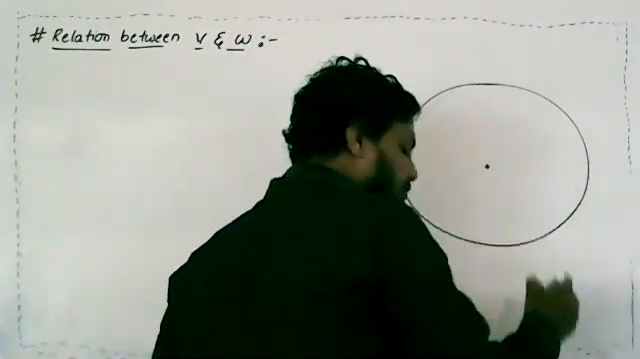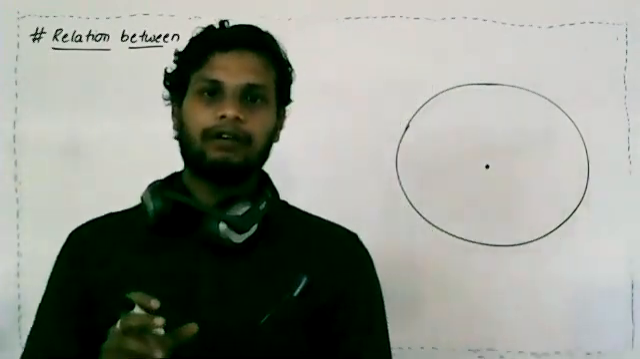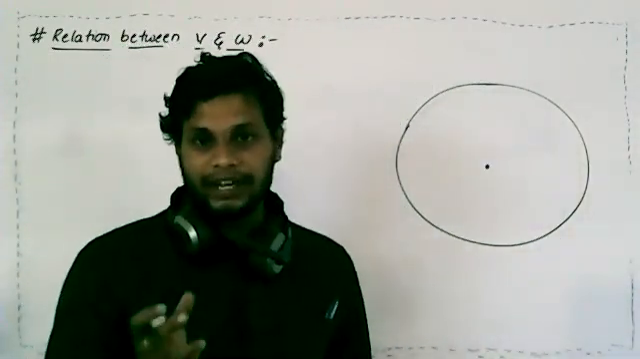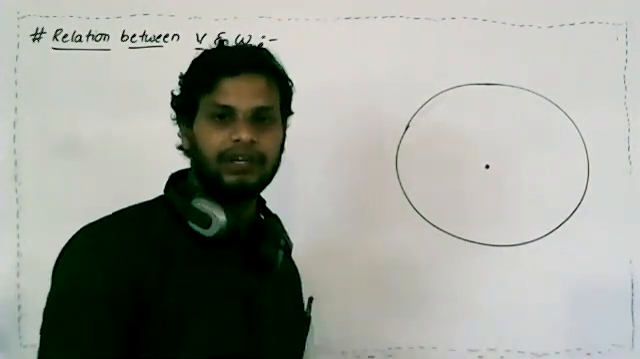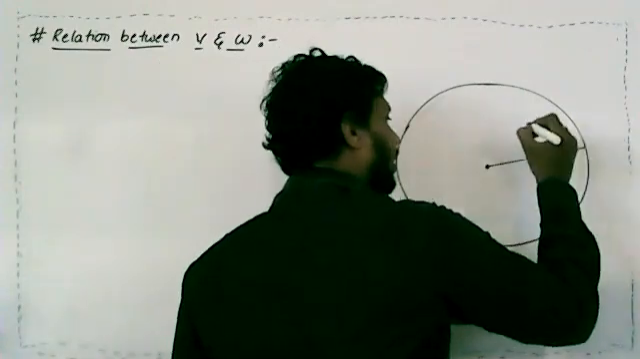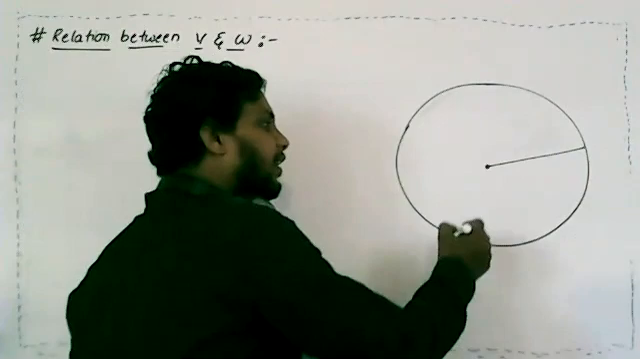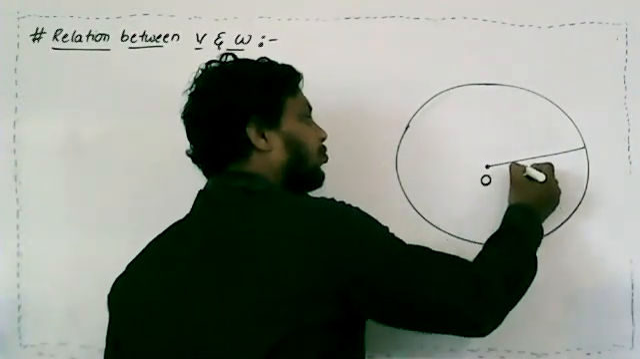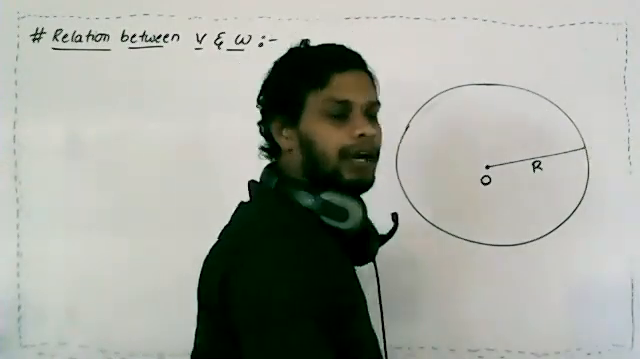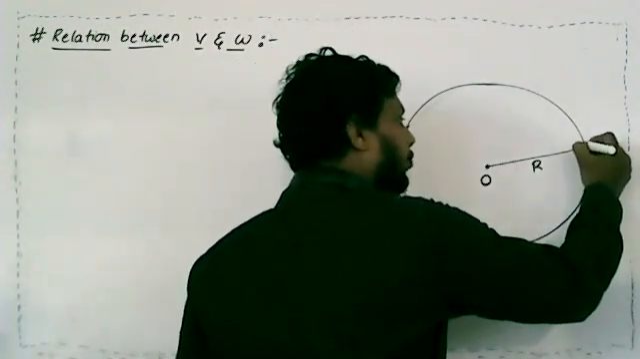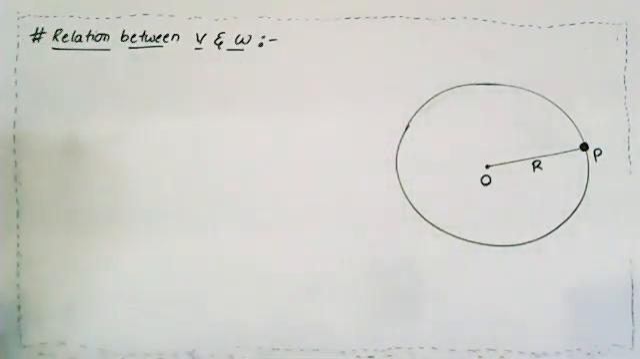As we already discussed about circular motion, a body is moving in a plane at a fixed distance from a fixed point. That fixed point is called the origin, and this fixed distance is called the radius. Now I'll take this fixed point as origin, represented as O, and this fixed distance I will take as radius, for example R. Now let us consider a body which is present at point P.